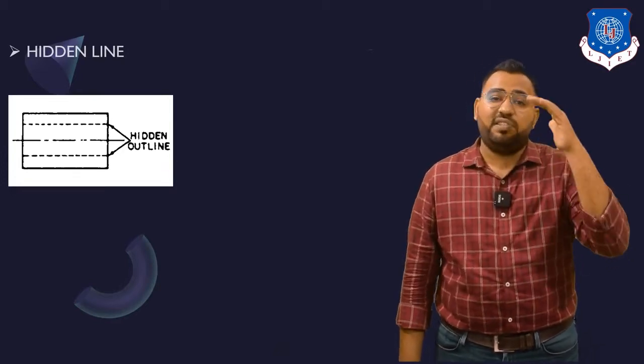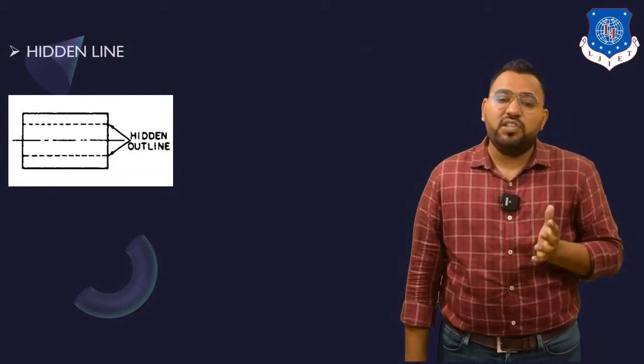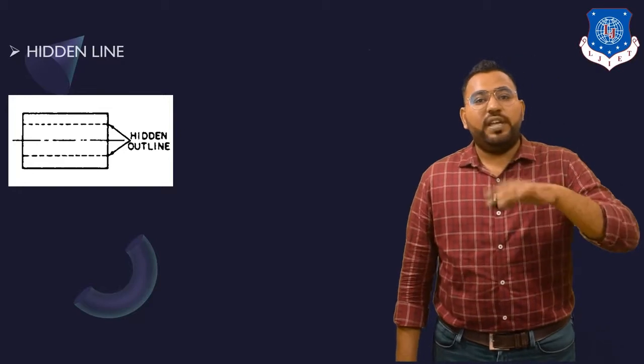This is called hidden lines. This is the symbol of a hidden line: dash, dash, dash, dash. Now why is a hidden line used? A hidden line is used for showing the hidden part.